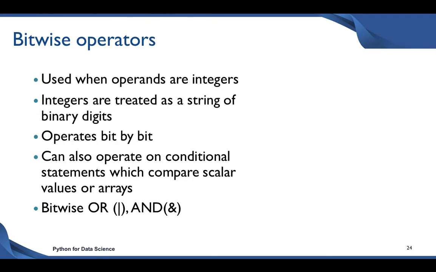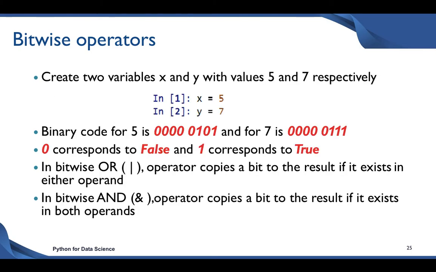Now we come to the bitwise operators. They are used when operands are integers, right? So integers are basically treated as strings of binary digits. They operate bit by bit, right? They can also operate on conditional statements which compare scalar values or arrays. So normally we have two kinds of bitwise operators, that is bitwise OR and bitwise AND.